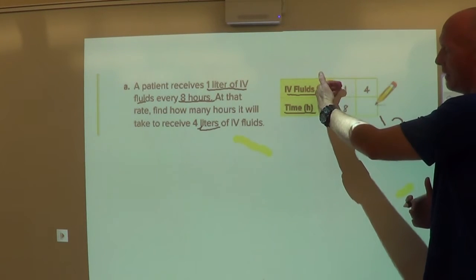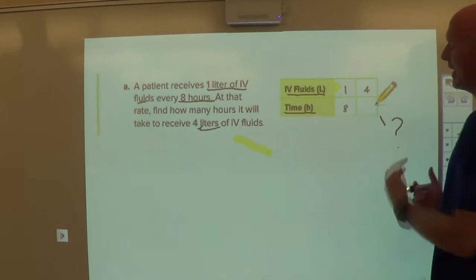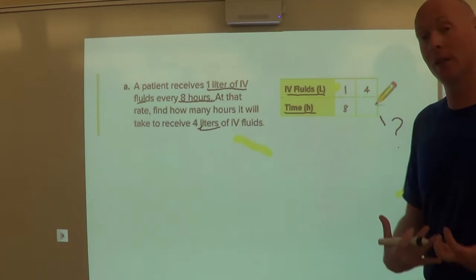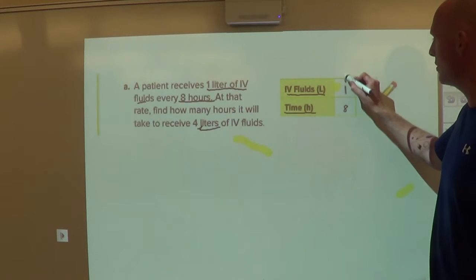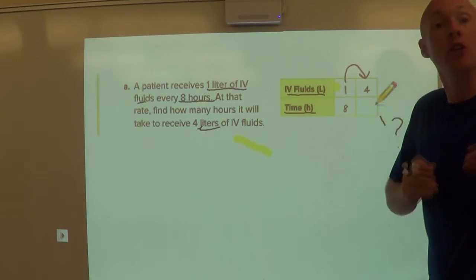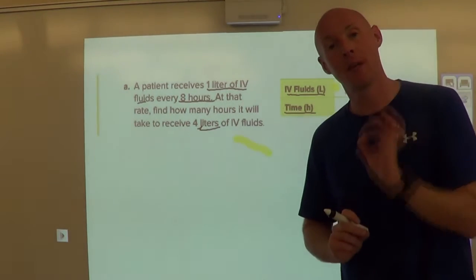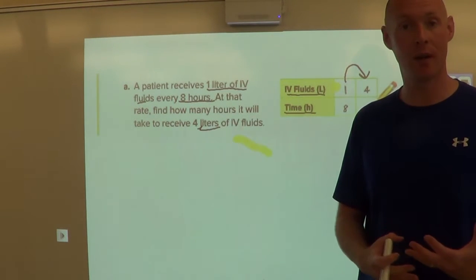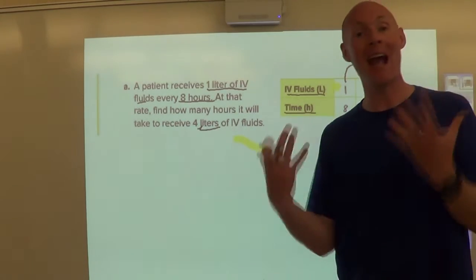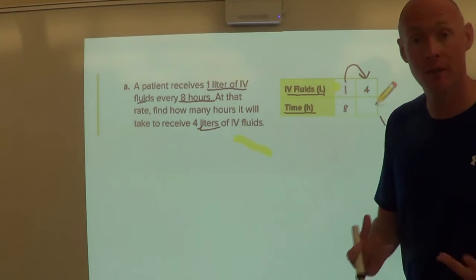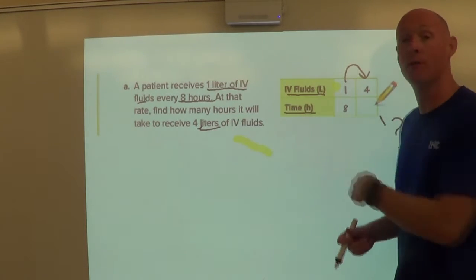So if 1 liter for 8 hours, well, how long will it take for them to get 4 liters of fluids in? So you say to yourself, how do you go from 1 to 4? Using only multiplication or division. If you add, it doesn't work. Just like with equivalent fractions, you have to multiply or divide to get there. So how do I go from 1 to 4?